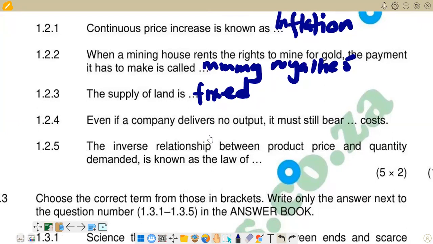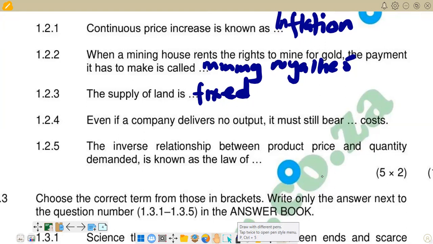But we also have fixed costs, which do not vary with the level of output. Whether you produce no output, zero output, you will incur the same amount of costs. Even if you produce 1 million outputs, you are going to incur the same level of cost. Examples of fixed costs: rent is also an example of a fixed cost, because you're always going to pay rent whether you produce or not. So that becomes a fixed cost.